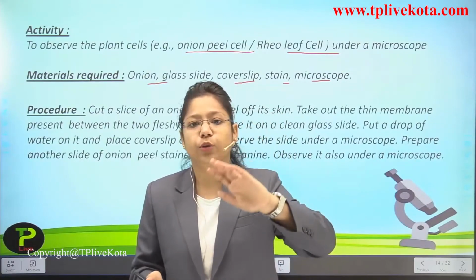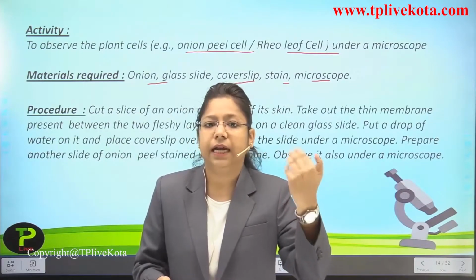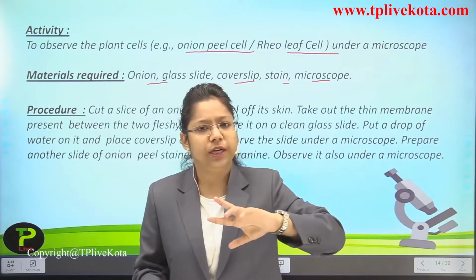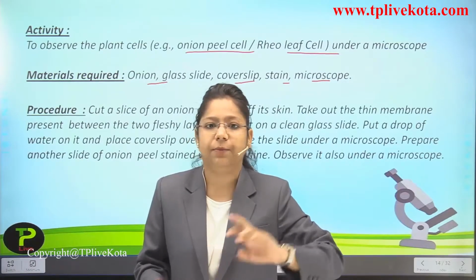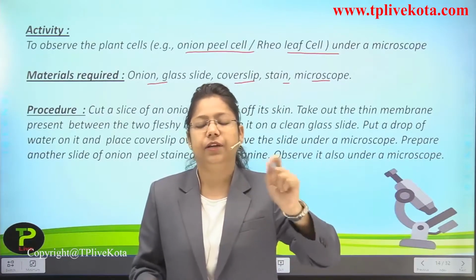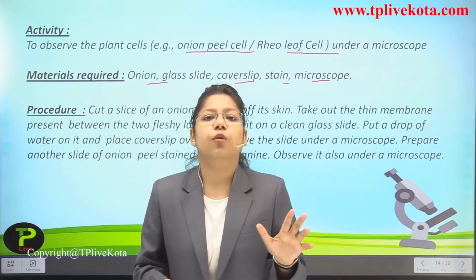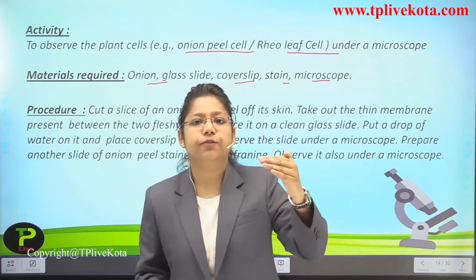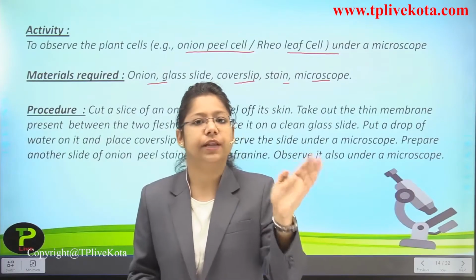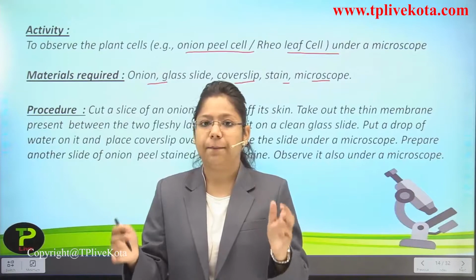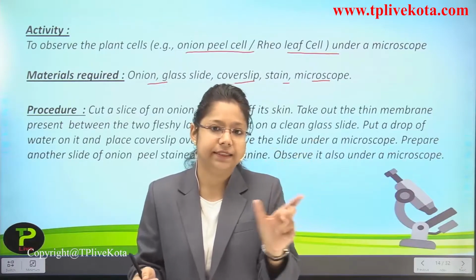Now we have to use the chemical, that is the stain, with a dropper. We have to put only 2 to 3 drops of that chemical on that cell part, that peel part which we have taken on the glass slide. Now we have to take a cover slip and put it gently over it so that no air bubbles occur over it. Now a glass slide is prepared as a specimen.